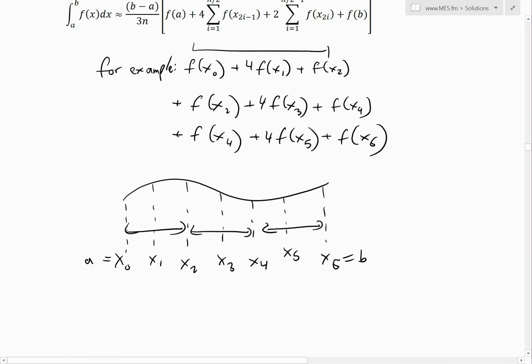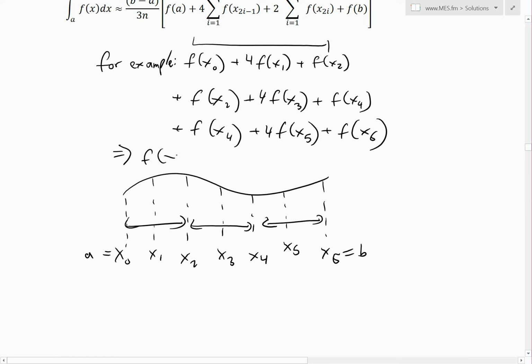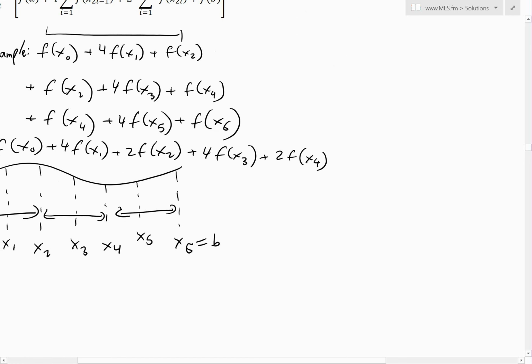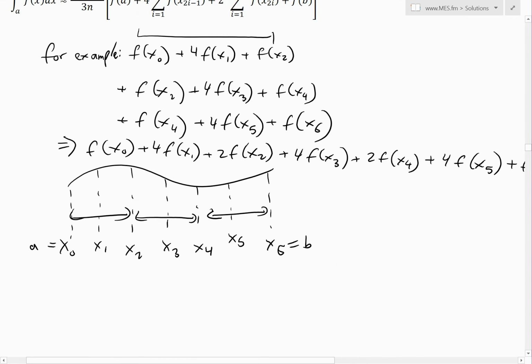So what we have here, these add up. This becomes f of x0 plus 4 f of x1 plus 2 f of x2 plus 4 f of x3 plus 2 f of x4, and then plus 4 f of x5, and then plus f of x6 right here. As you can see, there is 1 here, 2 here, 3 here.